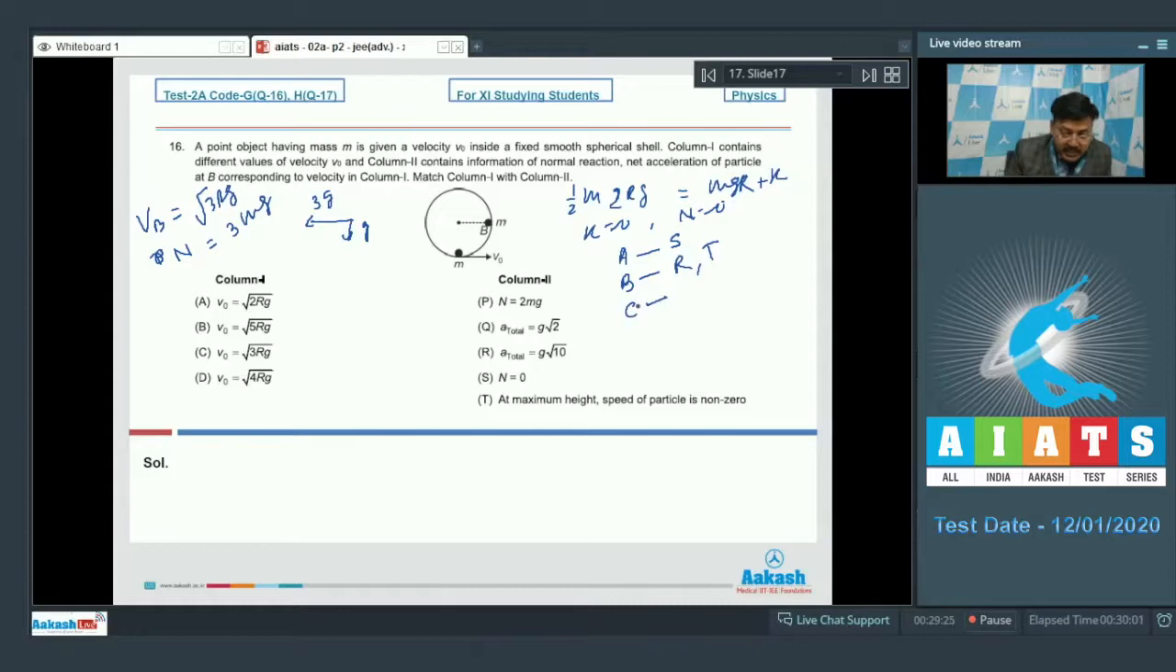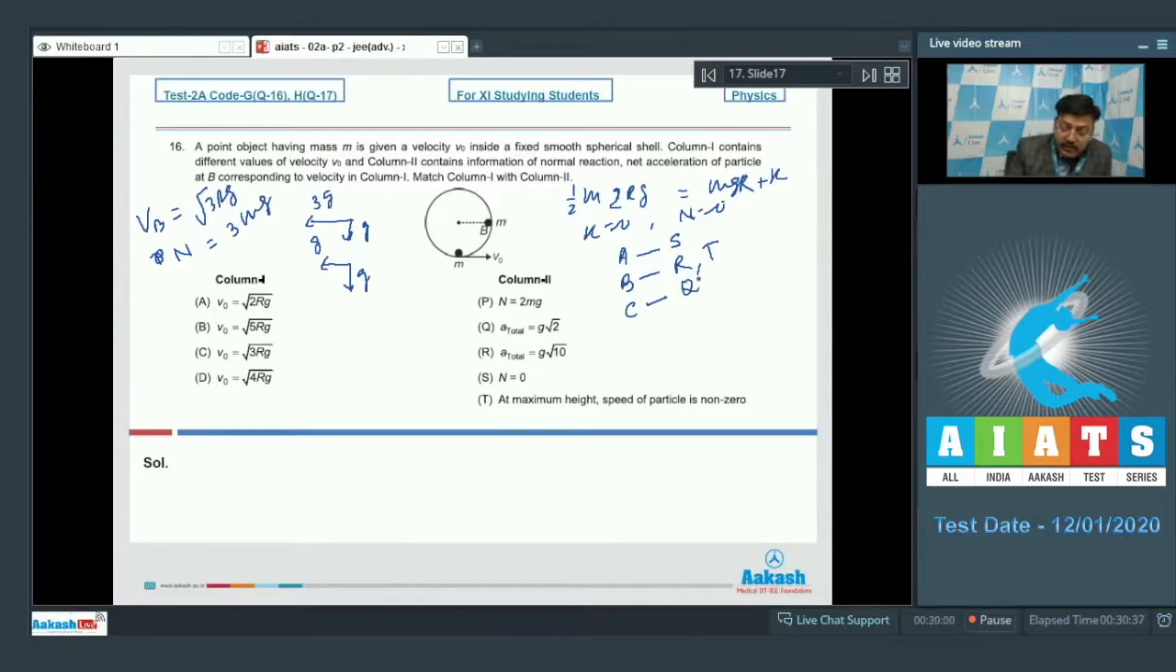Let's look at C now. So what happens in case of C? The speed at point B will become under root rg, again by simply conserving mechanical energy. And that means normal reaction at that point will be equal to mg. So, well, P will not match, but net acceleration will match, because for C, acceleration has components g in the horizontal direction and vertical direction also g. So g root 2 will be the net acceleration.